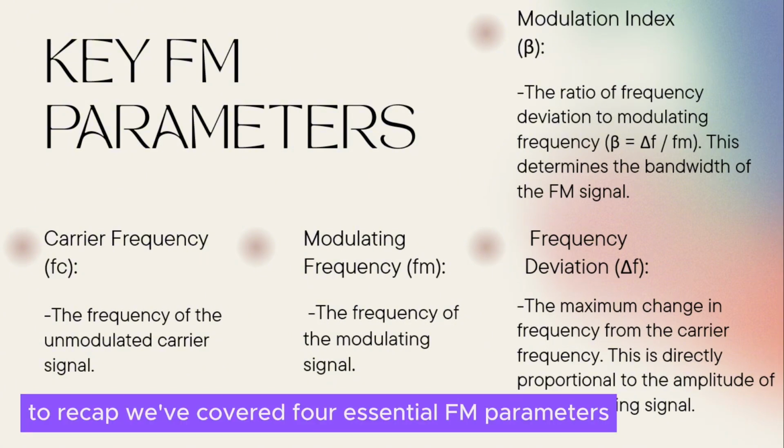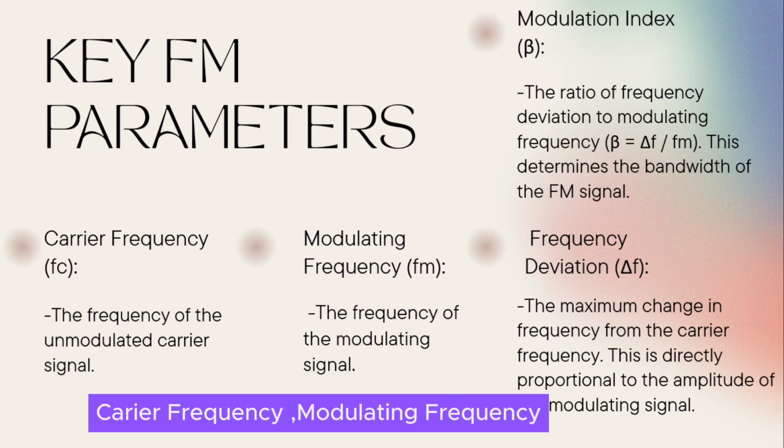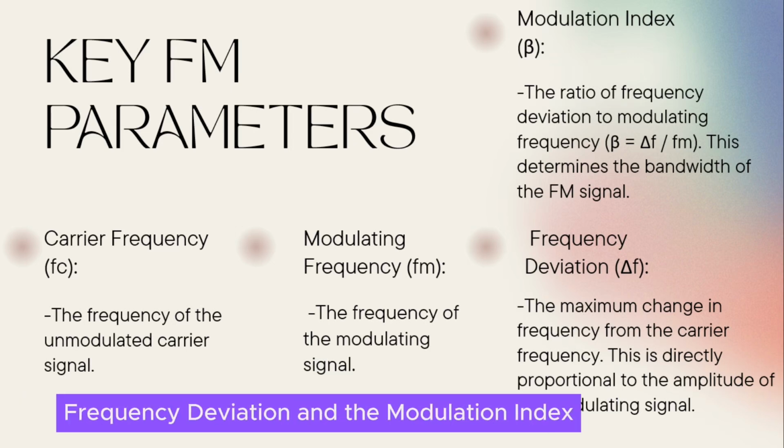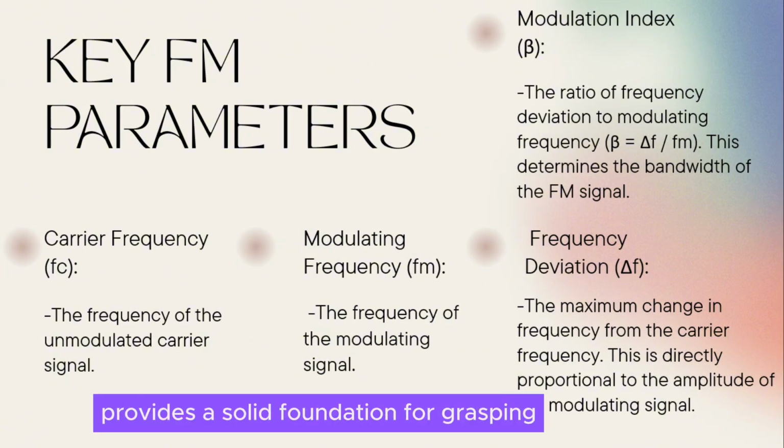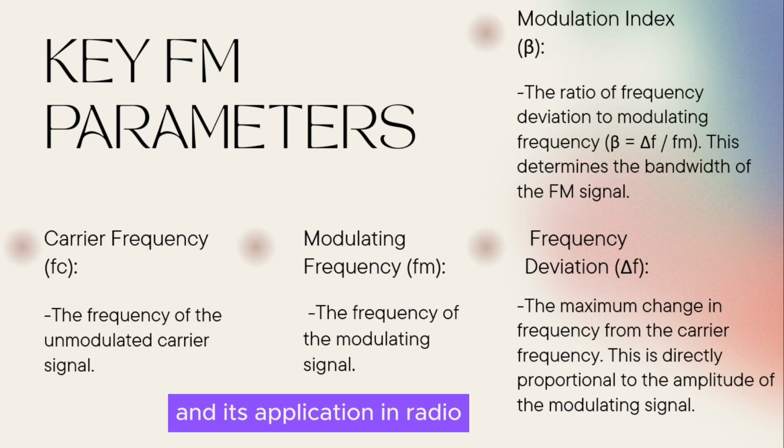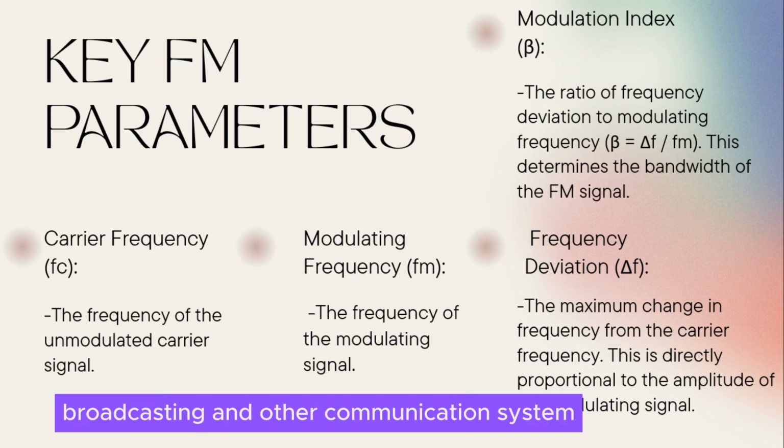To recap, we've covered 4 essential FM parameters: carrier frequency, modulating frequency, frequency deviation, and the modulation index. Understanding these parameters provides a solid foundation for grasping the principles of frequency modulation and its application in radio broadcasting and other communication systems.